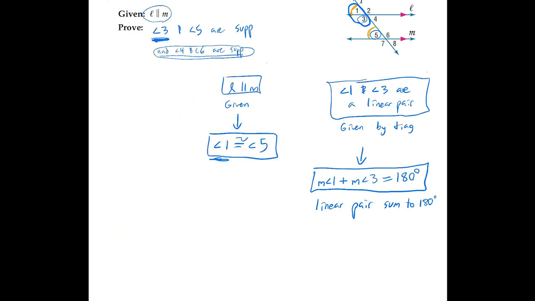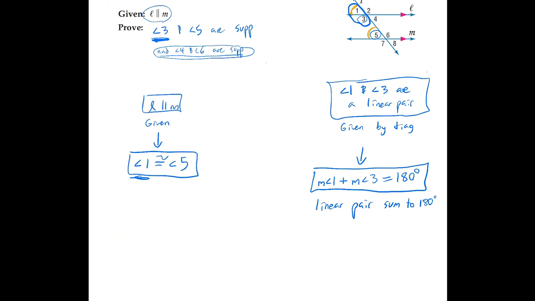Let's try that again. Okay, so over here, what I want to do is I want to say, well, if I know these angles are congruent, I want to get to the world of algebra because I got algebra over here. So to get to algebra, I'm going to use the definition of congruent angles and get the measure of angle 1 is equal to the measure of angle 5.